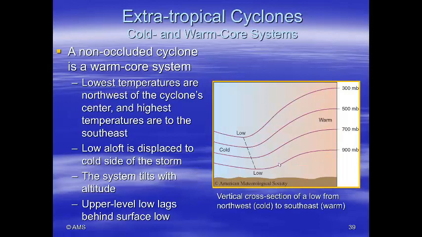A non-occluded cyclone is a warm core cyclone, so the lowest temperatures are northwest of the cyclone center, and the highest temperatures are often southeast. So the low aloft is displaced to the cold side of the storm, and the system tilts with altitude. And the upper level low actually lags behind the surface low, as shown in the diagram.